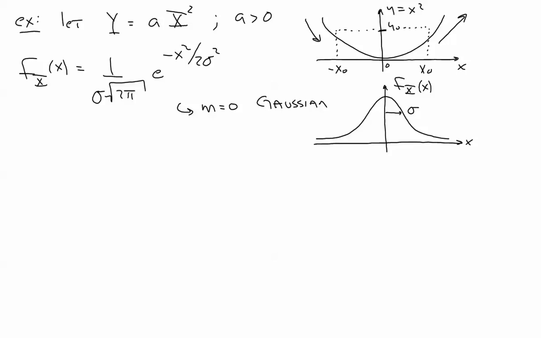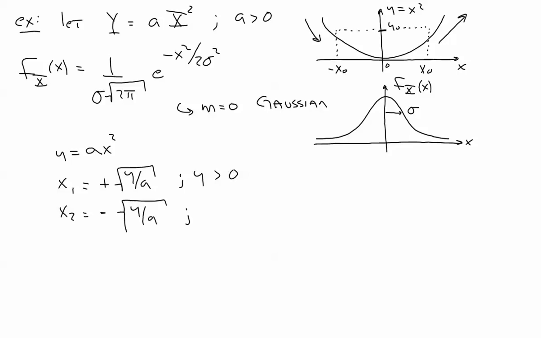All right. So, first thing we do, we have y equals a x squared. We can invert this, and we come up with two results. x1 equals the positive square root of y over a for the region x greater than 0. And we have x2 equals negative square root of y over a in the region x is less than 0.